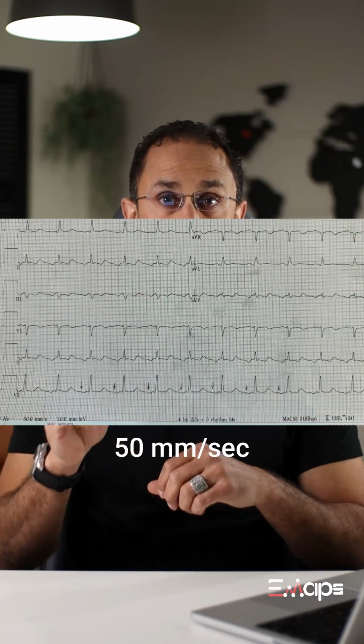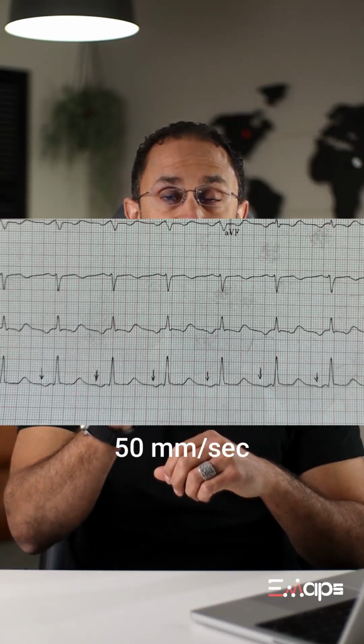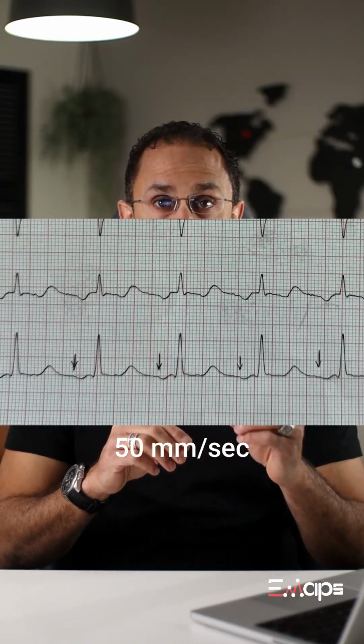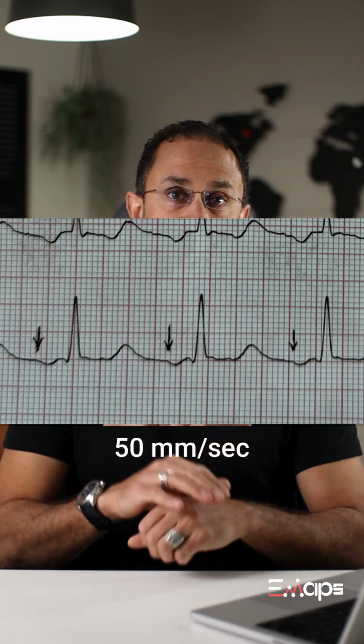This is exactly what we did with this patient. We reran the EKG at 50 millimeters per second, and this is what we were able to see. If you look closely, you can identify a very small bump that precedes every P wave, cluing us in that this is actually atrial flutter with a 2-to-1 conduction rather than sinus tachycardia.